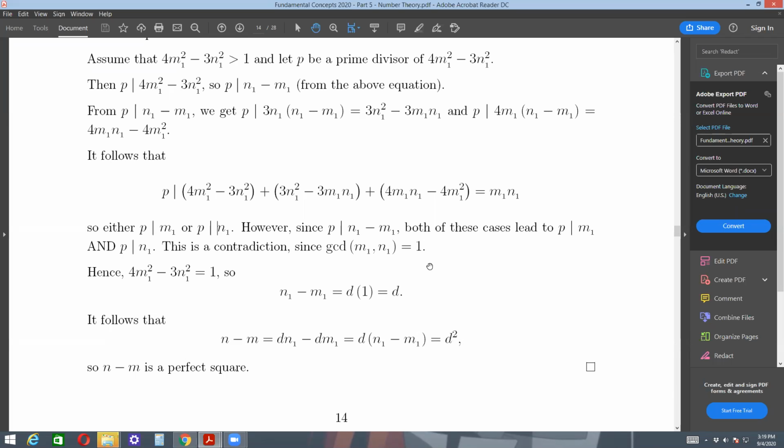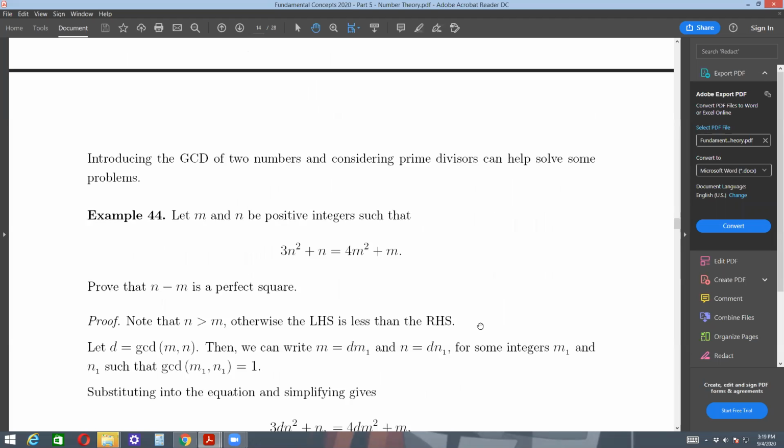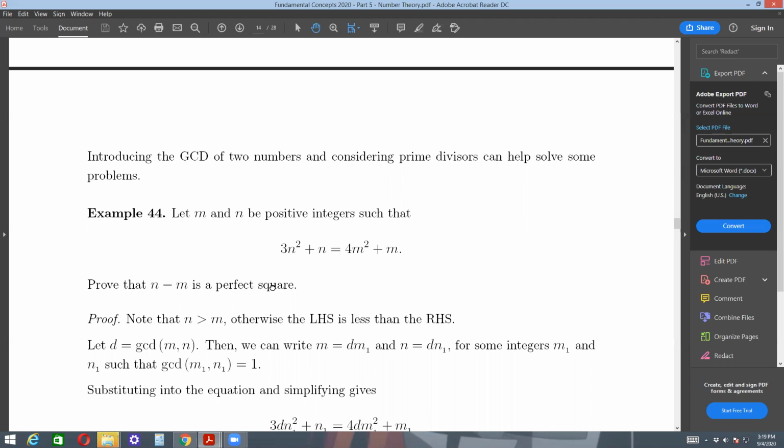Note, this is not a direct proof, because we haven't actually found any solutions to this. What we've shown indirectly is that, and we don't even know that there is a solution, what we're saying is that if there's a solution, this thing has to be a perfect square. But the question did say to prove this. It didn't say to prove there's a solution, so you don't have to worry about it.